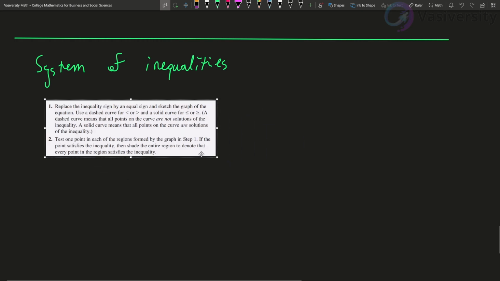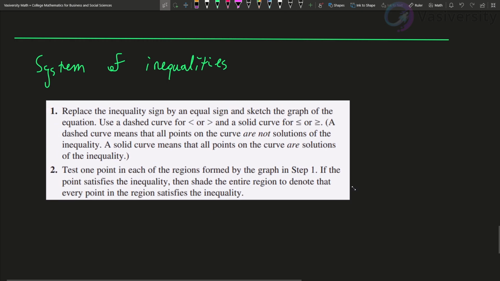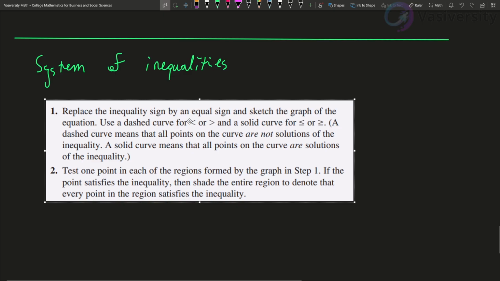So if we want to sketch the graph of an inequality in two variables, we're going to replace the inequality sign by an equal sign and sketch the graph. So we're going to be sketching the first equation, using a dashed line for less than or greater than, and a solid curve for less than or equal to or greater than or equal to. That means the curve that we are sketching is either included or not included. If it's less than or greater than, it's not included. If it's less than or equal to or greater than or equal to, it's included.